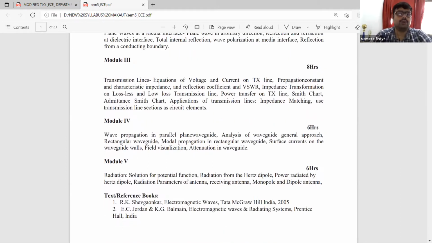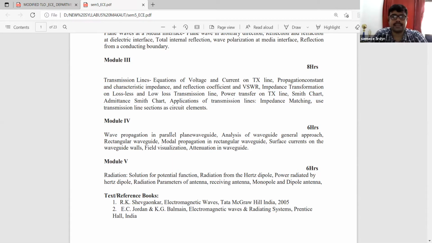Next, we'll go to module 3. Module 3 is a very interesting one, and I'll say it is slightly the easiest one. I have mentioned that it is the easiest, but that does not mean you do not have to study it. That is also a very interesting one. In module 3, you will find transmission lines, equations of voltage and current on a transmission line.